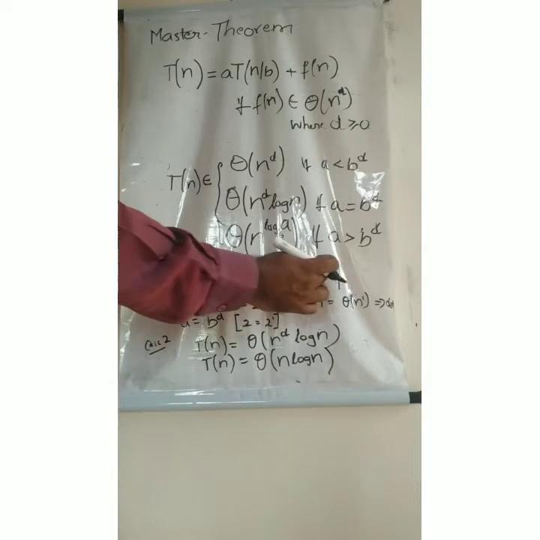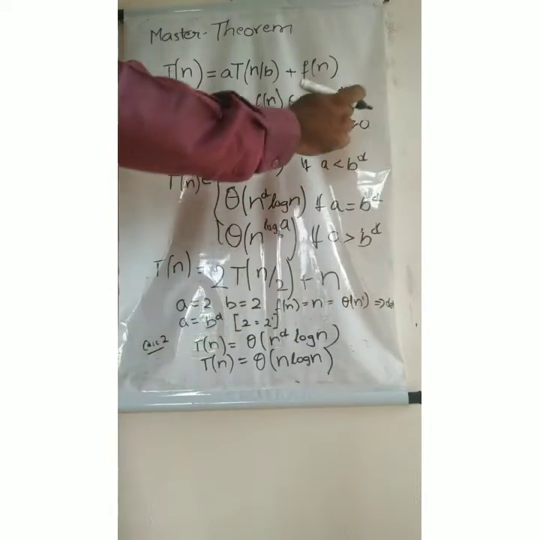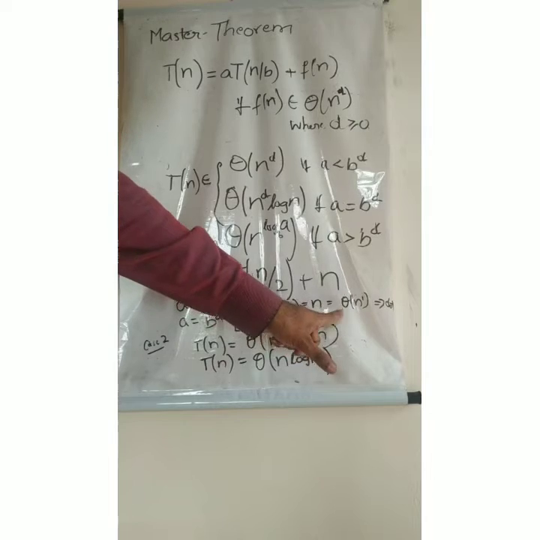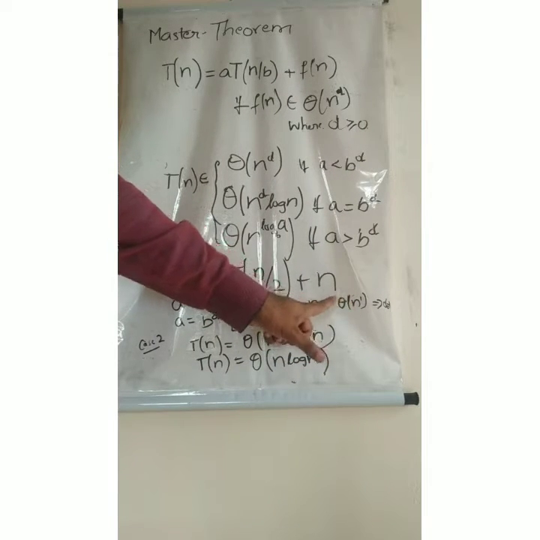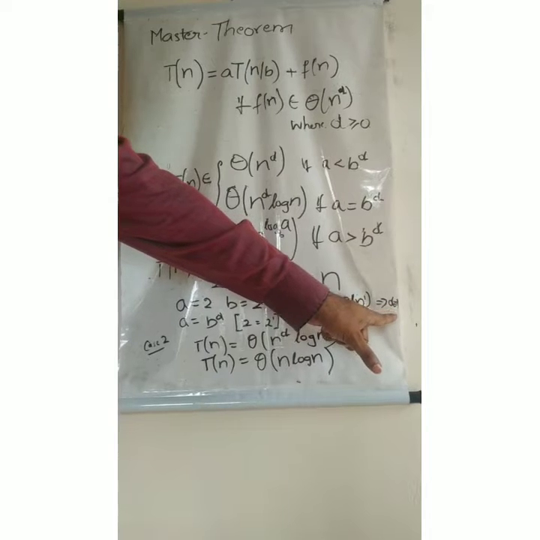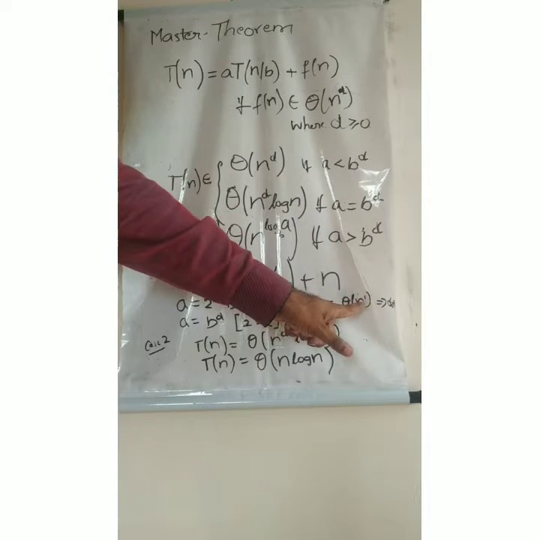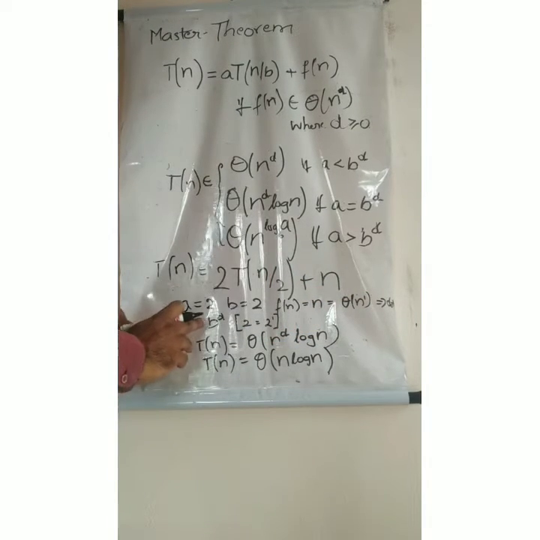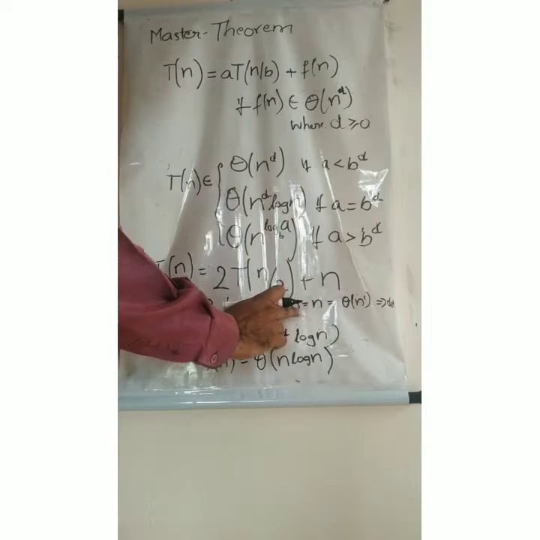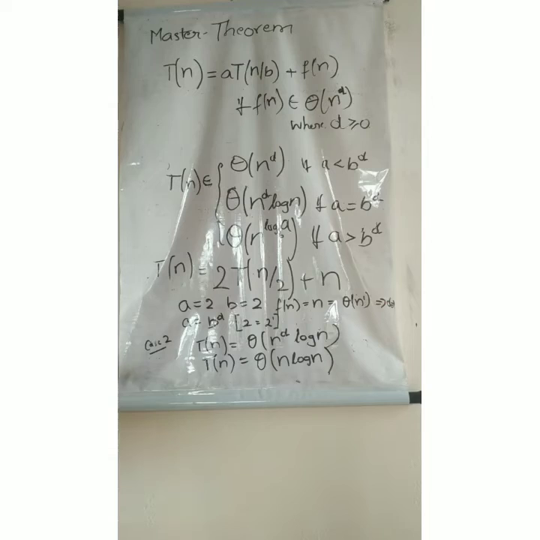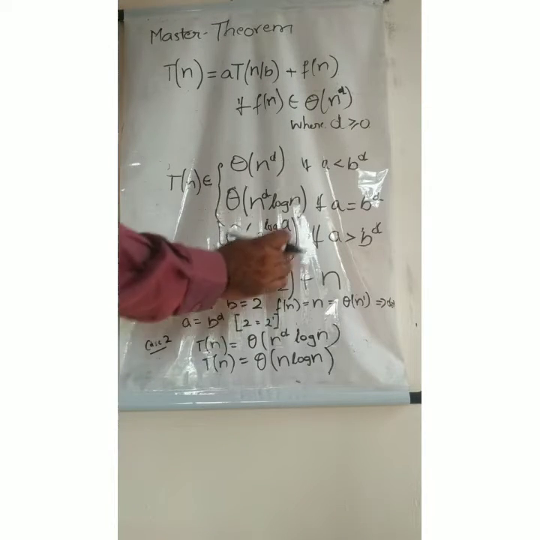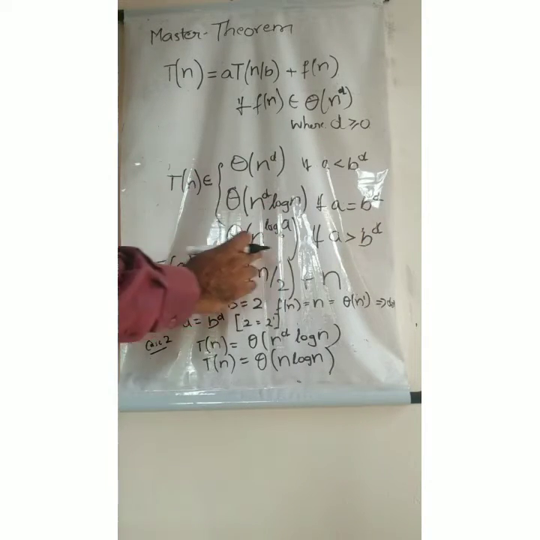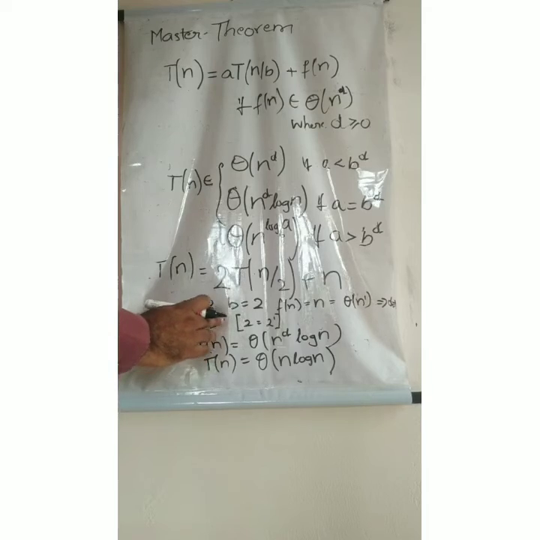Now this n should be represented in terms of n to the power of d. So n to the power of d means n to the power of 1, so that means d is equal to 1. When d is equal to 1, we can represent it in terms of n to the power of d, which is nothing but n. So a is equal to 2, b is equal to 2, f of n is equal to n, and d is equal to 1. Now compare a and b to the power of d. a is equal to 2 and b to the power of d is equal to 2 to the power of 1, which is equal to 2.